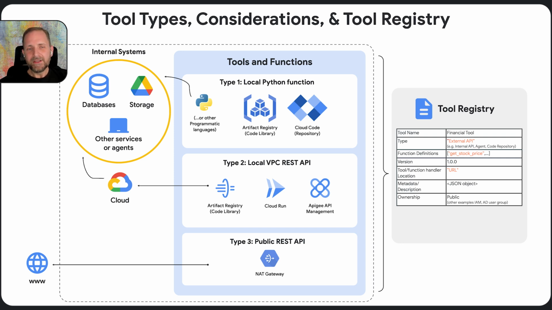For a tool registry in Google Cloud, we have Apigee, which has API Hub, and we can use it together with a metadata store like Firestore in order to implement this combination of the two.